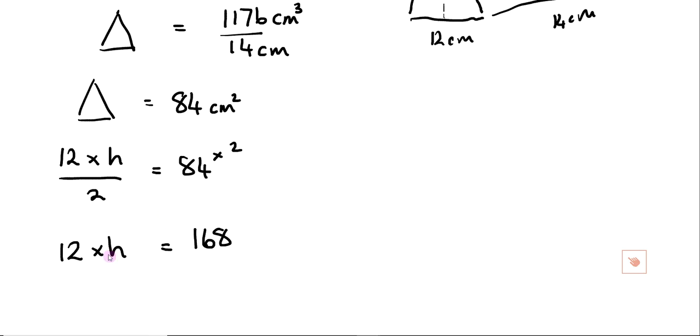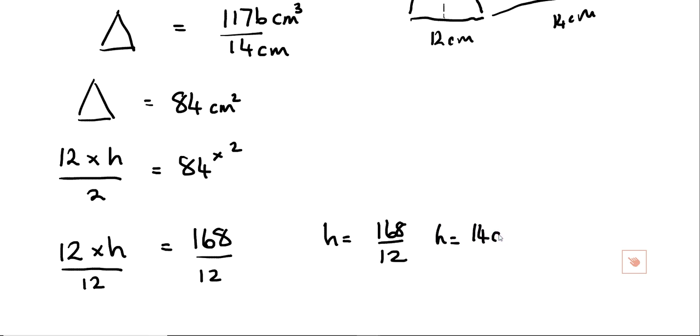Now what do I do? So 12 times h is 168, so we have to divide. Exactly, so h is 168 divided by 12, which is 14. Yeah. 14 units. It's a length, it's a height, so it's actually just centimetres.